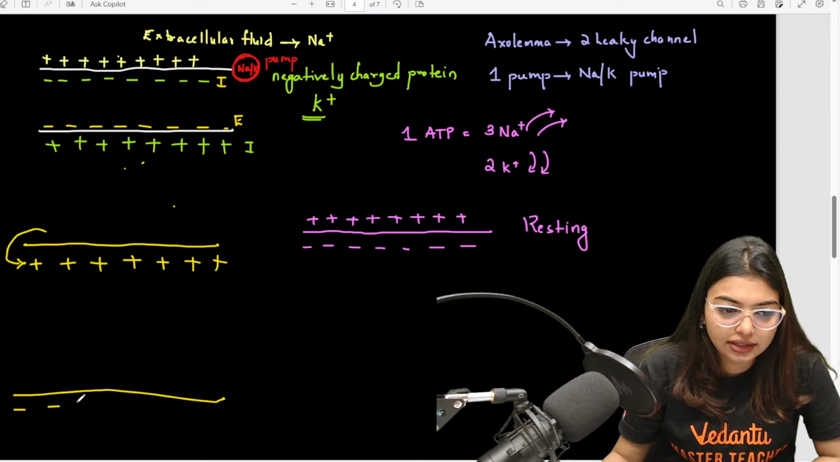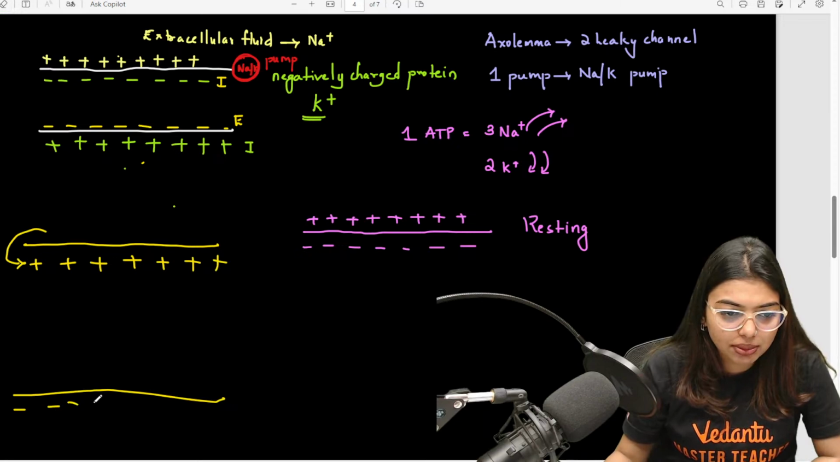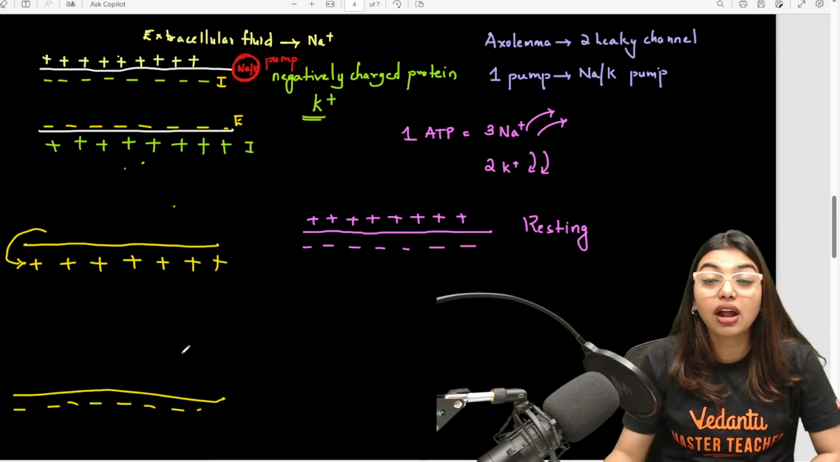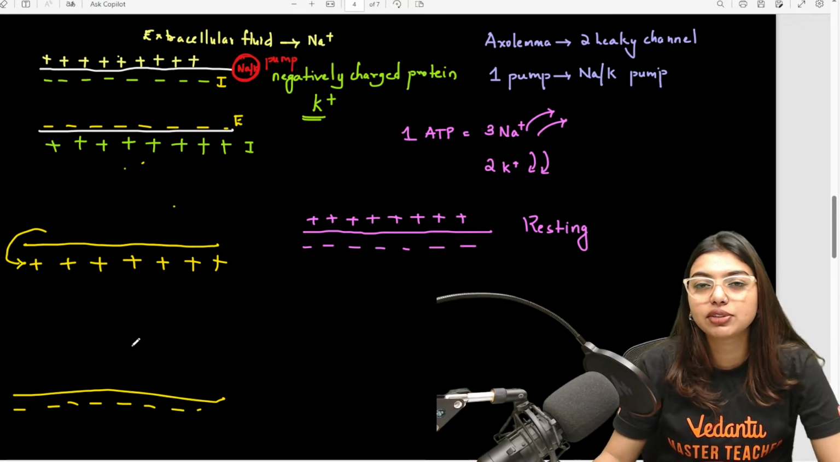Here it is still going to be a negative sign. No problem in that. Potassium hasn't started going that side. But after some time, when the threshold is reached, potassium also will get angry, and potassium will start going outside.